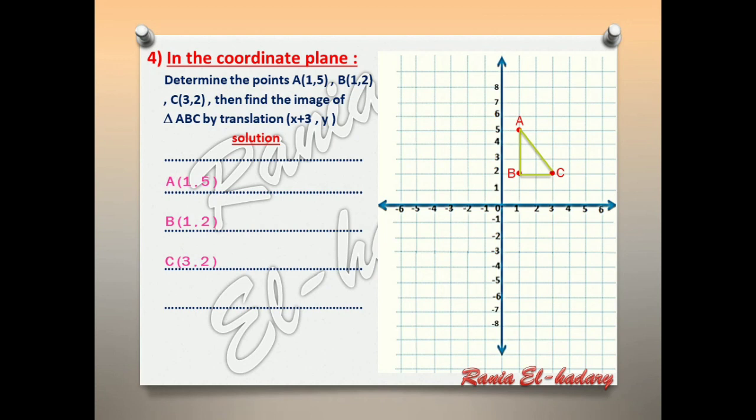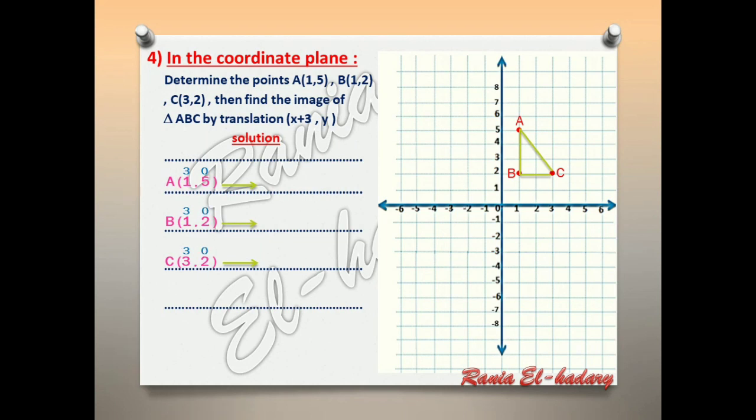This is the first step. The second step is to find the image of the points by translation x plus 3 and y. So I have translation 3 on the x-axis and 0 on the y-axis. So write 3 above every number on the x-axis: 3, 3, 3. Find the image. Yes, I have 0, 0, 0 in y.